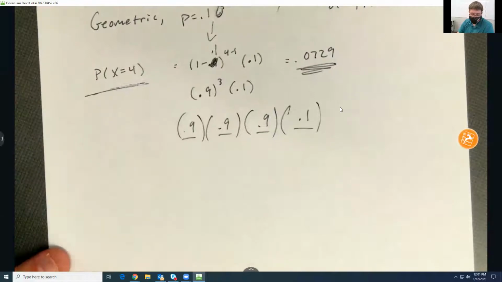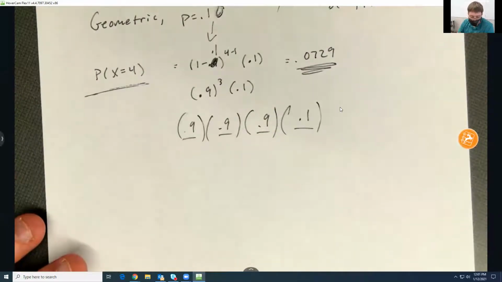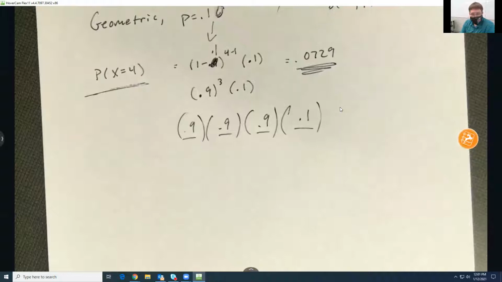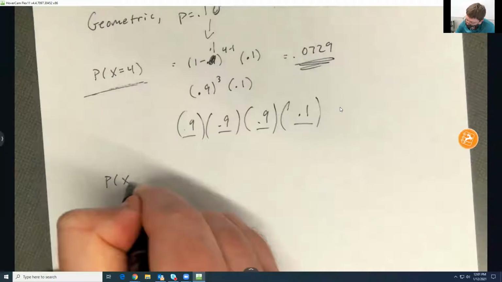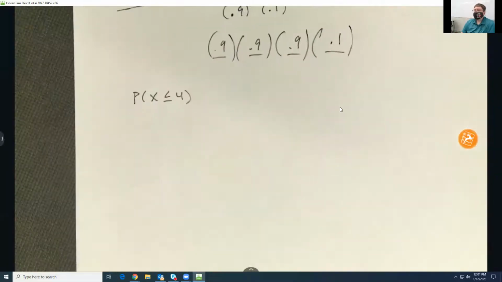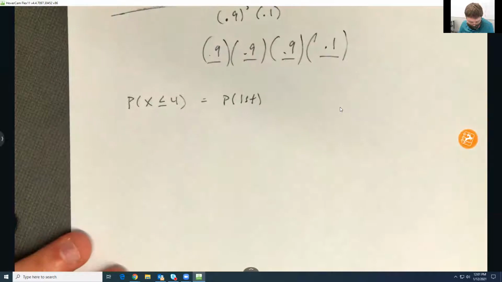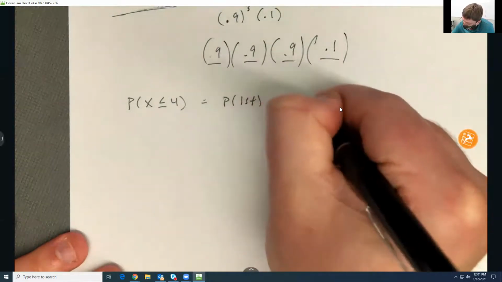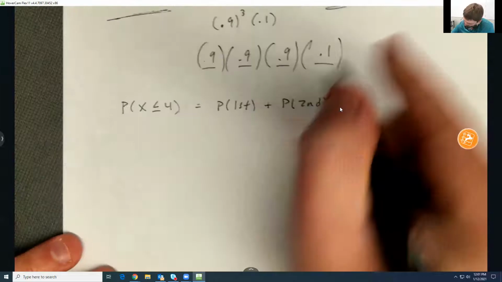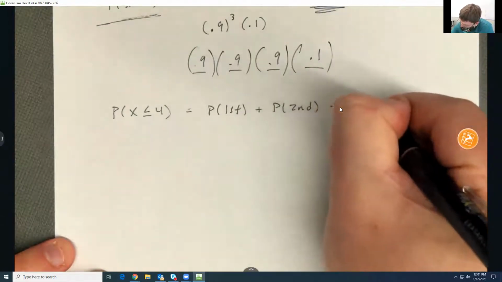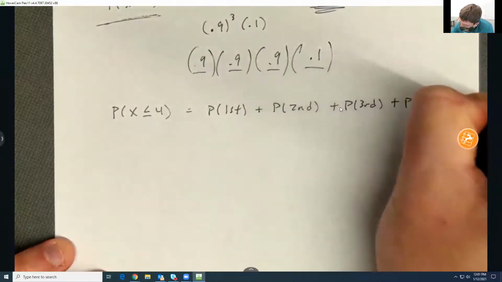So this question specifically asked the chances that the 4th child is the first lefty. The next one says, what is the probability that the first left-handed child is at most the 4th child? So that looks like this, that x is less than or equal to 4. So with this one, we're happy with it being the first kid, or it being the 2nd kid, or it being the 3rd kid, or it being the 4th kid.